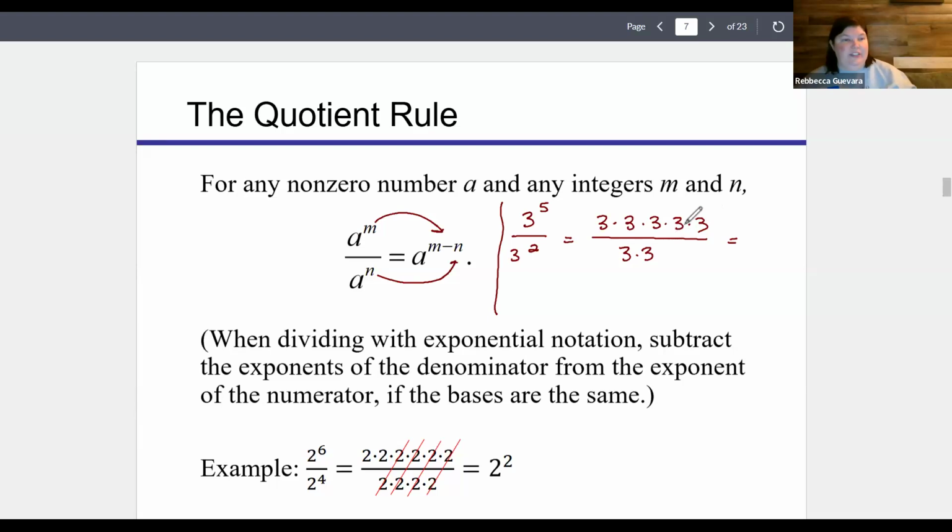Because this is all multiplication, this goes back to simplifying fractions: you can break up the fraction and get rid of what's common to both. In this case, we have a 3 and a 3 that cancel, and those 3 and 3 cancel. So what I'm left with is just three 3s, or 3 cubed. I could have made this a lot easier using this nice rule: I have this 5 on top as my power and this 2 on the bottom, so we just subtract those, and I'm left with 3 cubed.